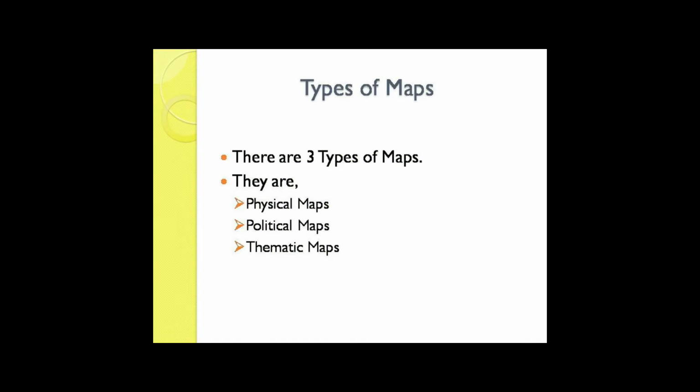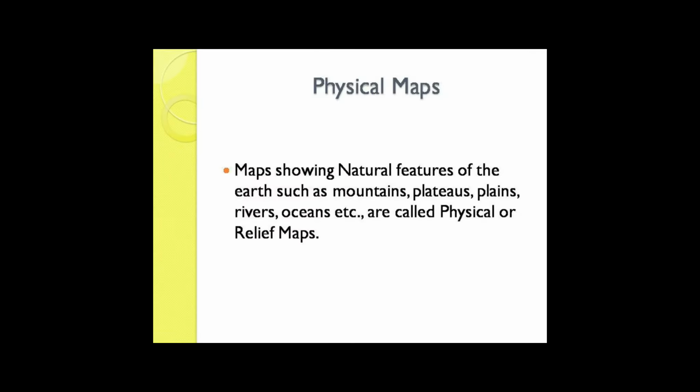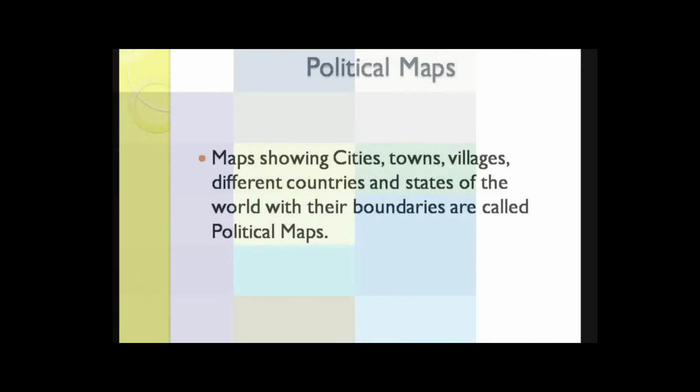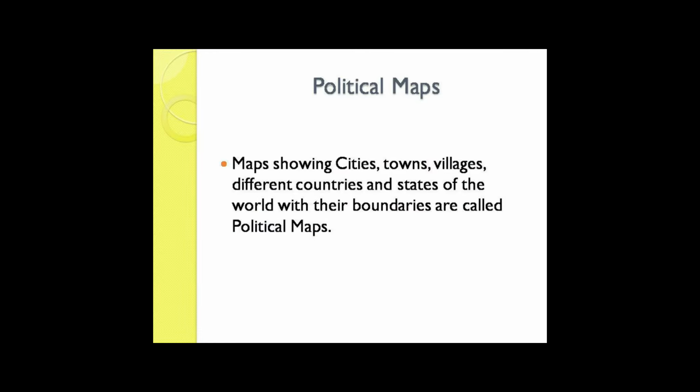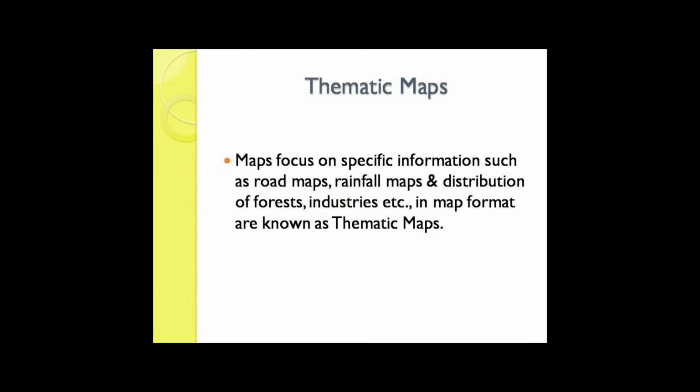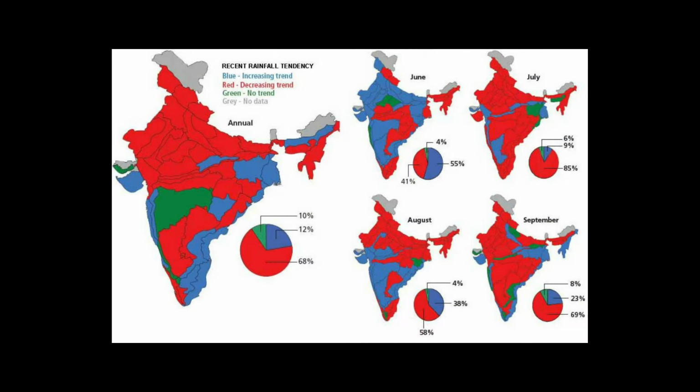Types of maps. There are three types of maps. They are physical maps, political maps, thematic maps. Physical maps. Maps showing natural features of the earth such as mountains, plateaus, plains, rivers, oceans, etc. are called physical or relief maps. Political maps. Maps showing cities, towns, villages, different countries and states of the world with their boundaries are called political maps. Thematic maps. Maps focus on specific information such as road maps, rainfall maps and distribution of forest, industries, etc. in map format are known as thematic maps.